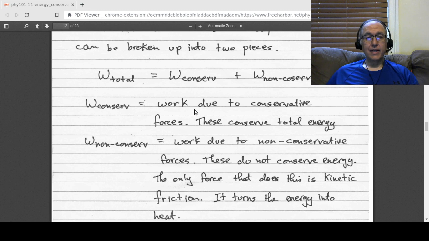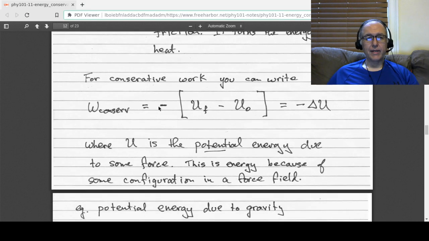But just for now, basically think of the work as being made up of the work due to all the forces except friction, plus the work due to friction. Where friction, what it does is it turns the energy into heat. Okay, so I did mention that here, but we'll come back to that.